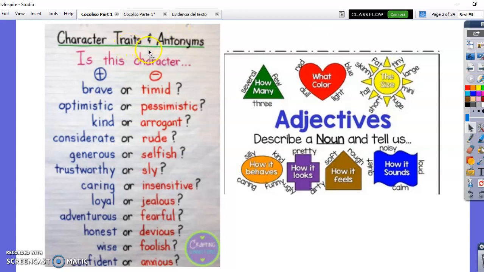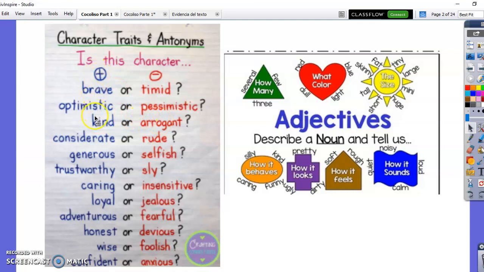Character traits are adjectives that describe people. Last week we were talking about adjectives and how adjectives are words that describe nouns, to describe how things look, feel, smell, how big they are, what color they are. These are adjectives that just describe how people act. Brave, timid, optimistic, pessimistic, kind, arrogant.